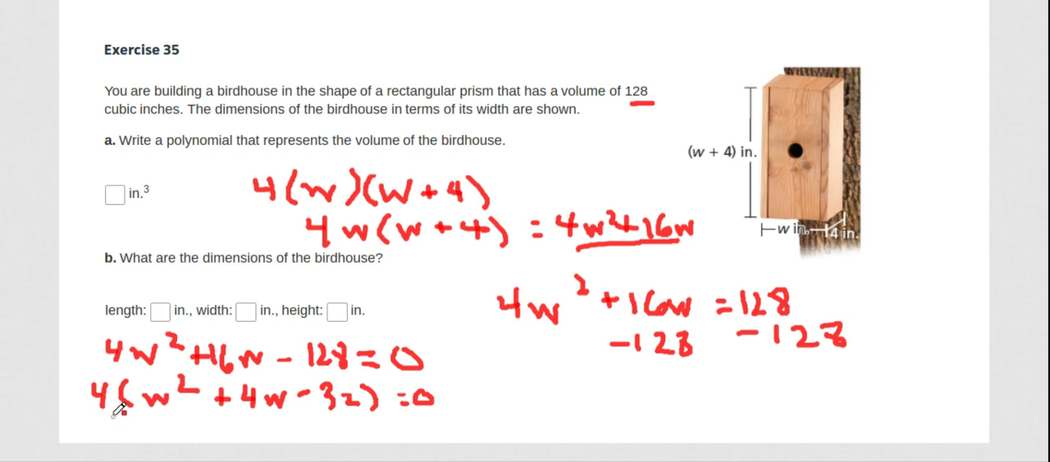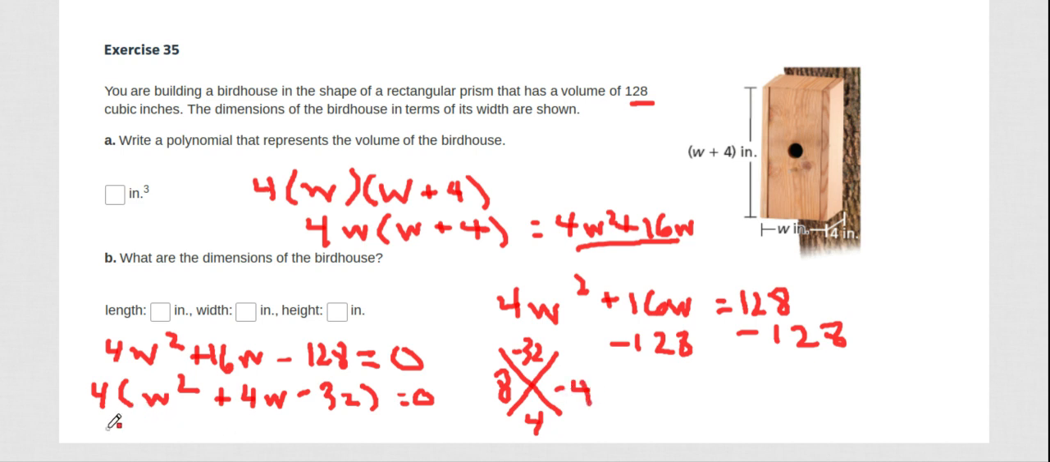Even though we factored out the 4, the greatest common factor, doesn't mean that we're done factoring. You could still factor the W squared plus 4W minus 32. In this case, A is 1, the coefficient of W squared, B is 4, and C is negative 32. So if you use the diamond method, C is what goes on top, negative 32, and what goes on the bottom is the positive 4. You look for two numbers that multiply to negative 32, so one has to be positive and one negative, and add to 4. The combination that works is positive 8 times negative 4.